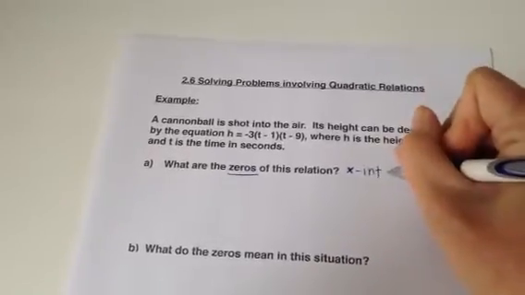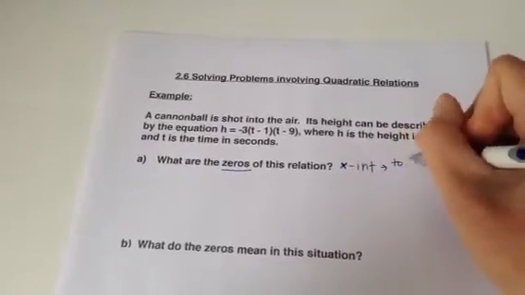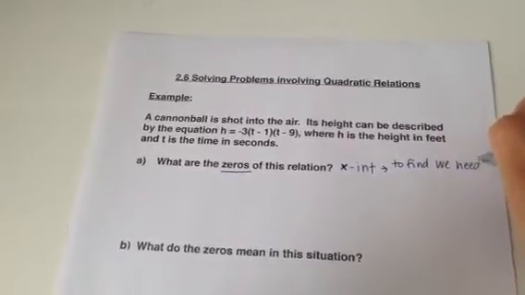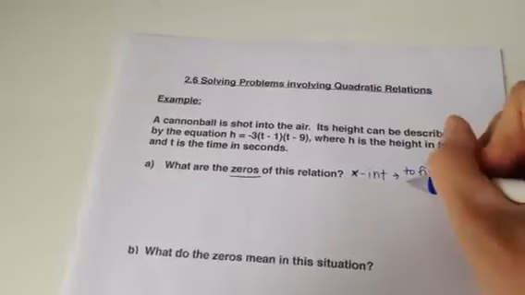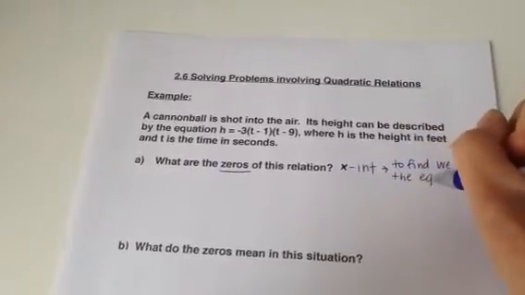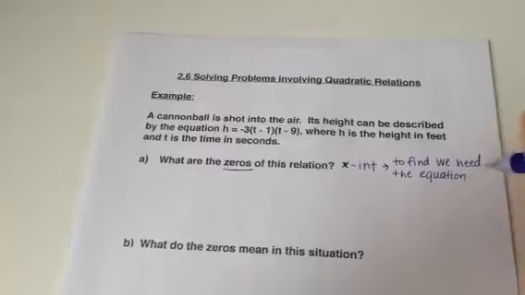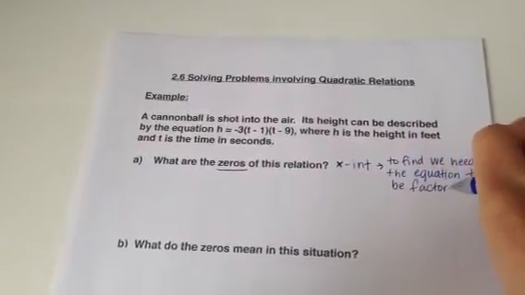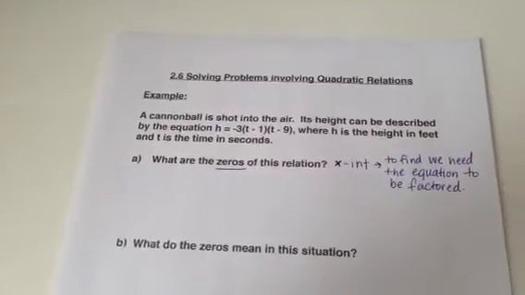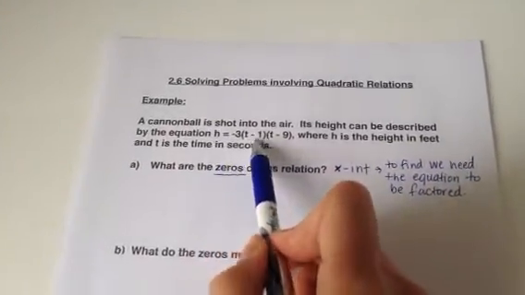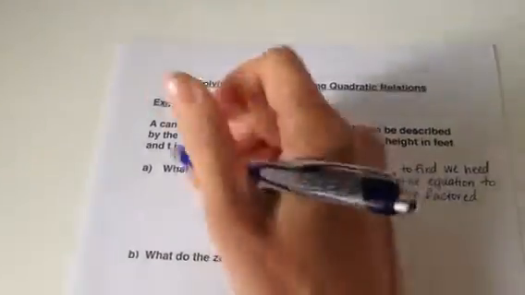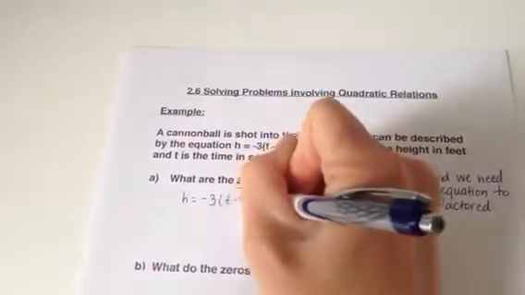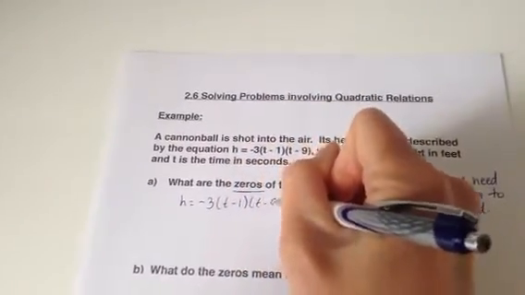To find our x-intercepts, we need the equation to be factored. Okay, so we need the equation to be factored. Lucky for us, our equation is already factored. So our factored equation that we have is -3 times (t minus 1) times (t minus 9).